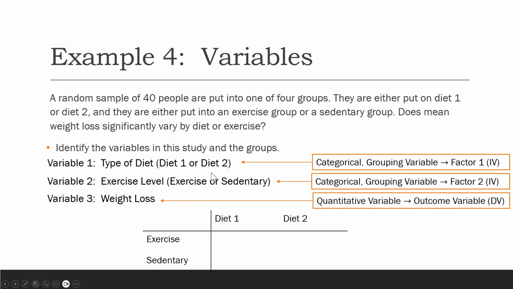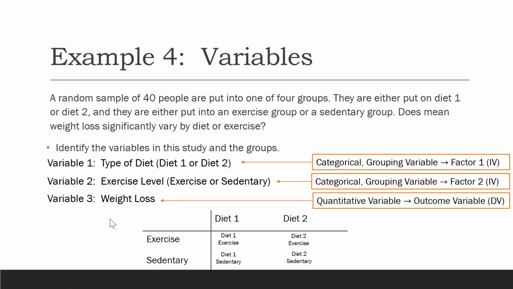All right. So, for instance, some individuals are going to get diet one with exercise. Some individuals are going to get diet two with exercise. Others are going to be assigned to diet one and be in the sedentary exercise group. And then the last group is for diet two with the level of exercise being sedentary. Those are the four groups here.